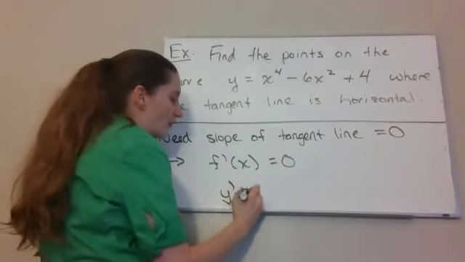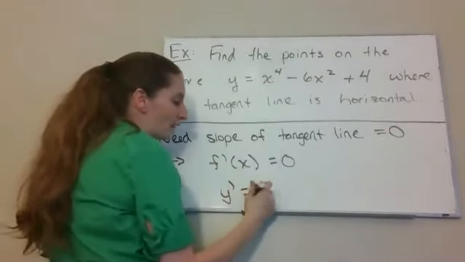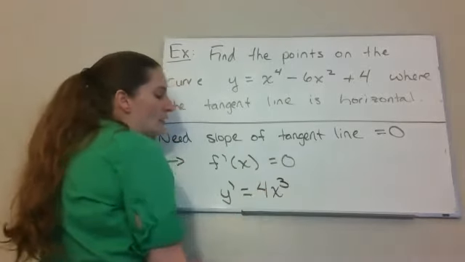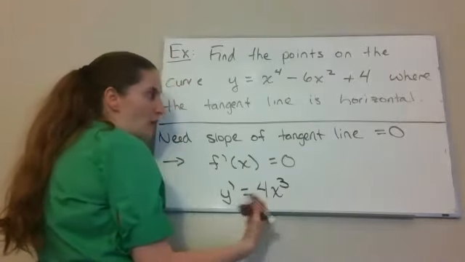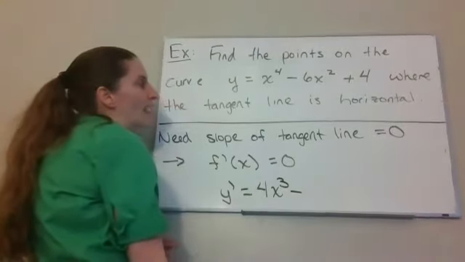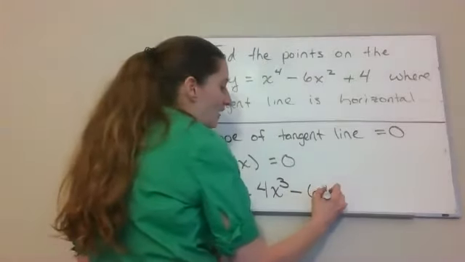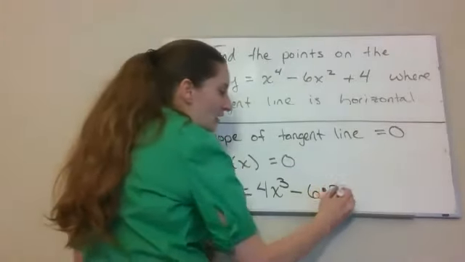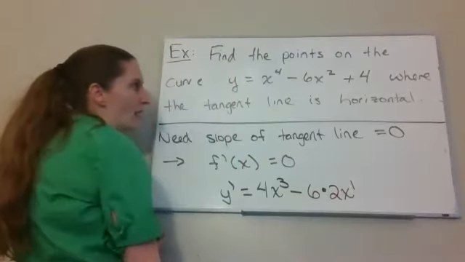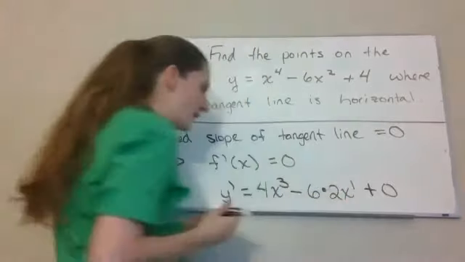What is the derivative of y? Well, I have an x to the fourth, so that's a power rule, 4x to the third. Remember, the power comes down and the new power is 1 smaller. Now I have 6 times an x squared. My 6 gets to stay. Derivative of x squared is 2x to the first, using my power rule. And the derivative of that 4 is 0.